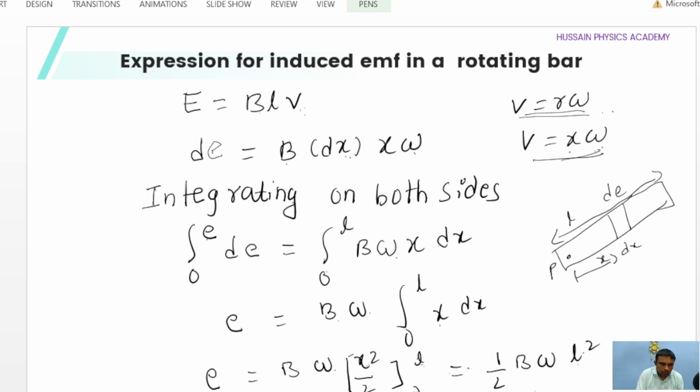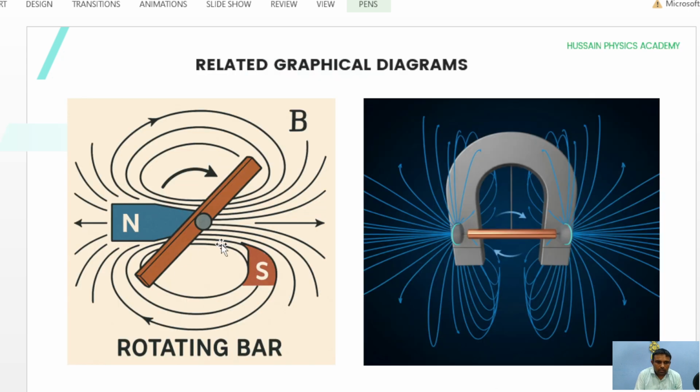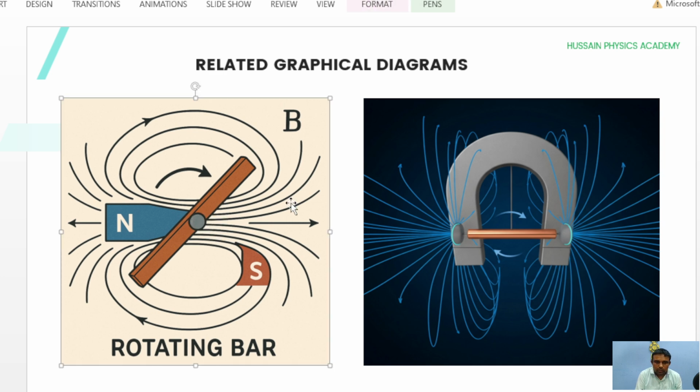Okay. Now there are two figures, which are the graphical diagrams related to the EMF induced in a rotating bar. In the first diagram, it indicates the north and south poles. The magnetic lines flow from north to south, where the center point is the axis of rotation. In the second figure, a U-shaped rod is taken. In between these two ends, an iron bar is considered, and the magnetic lines are represented from the two ends of this rod.